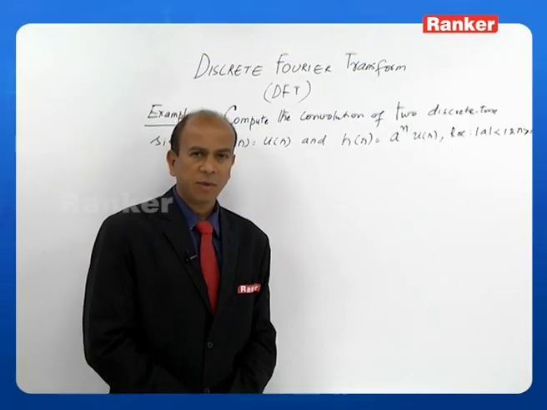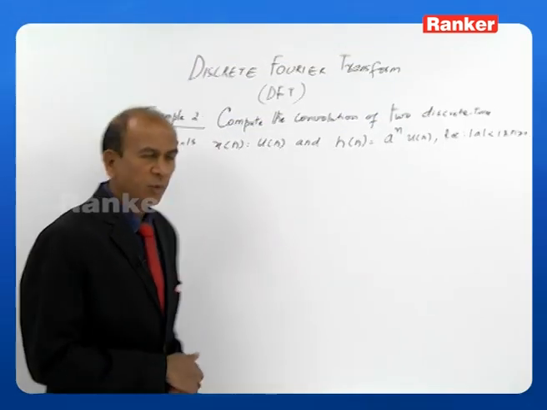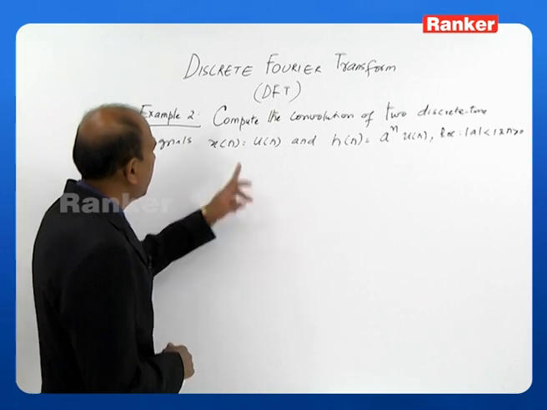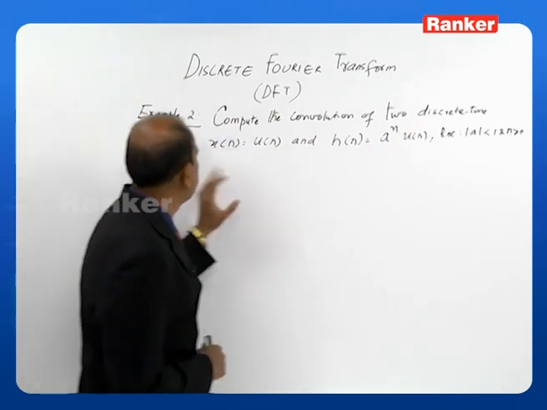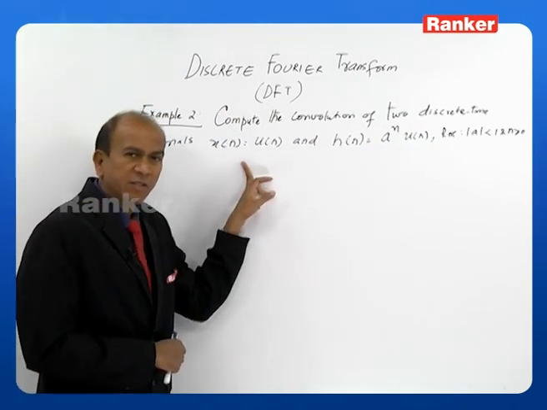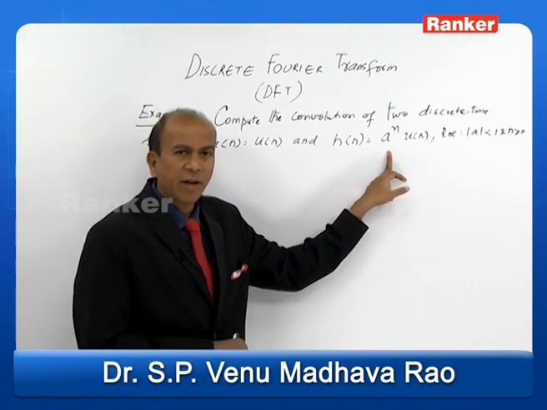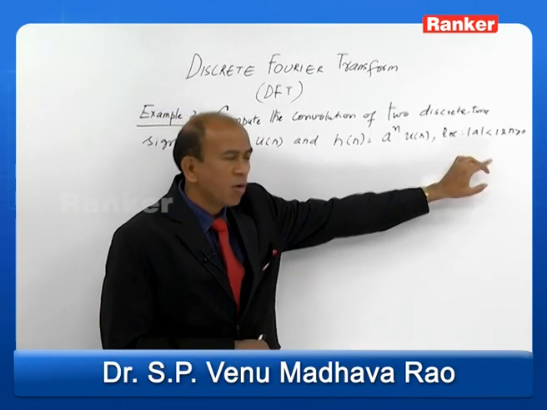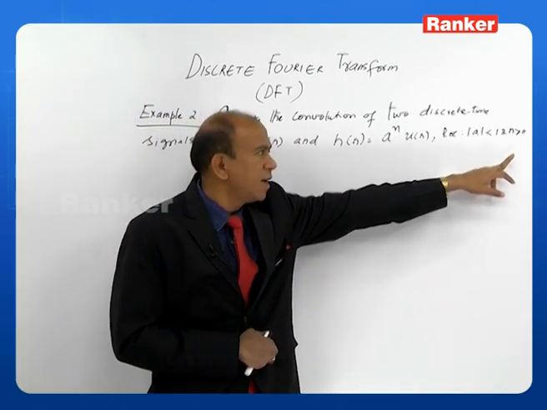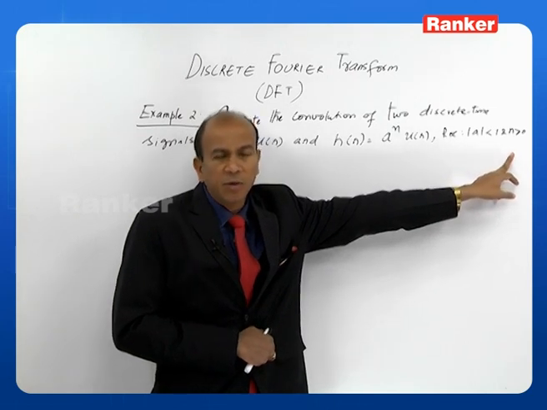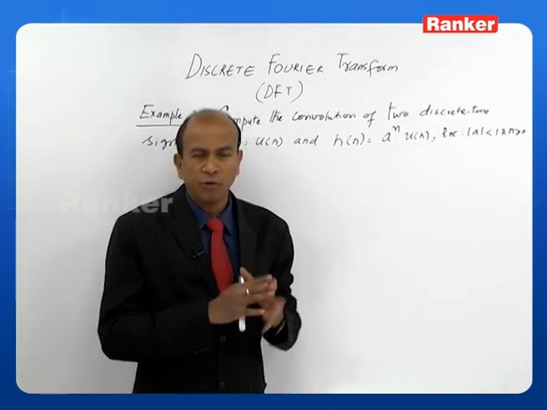Let's start with example 2. Example 2 is like this. Now we have to calculate the convolution of two discrete signals given x of n is equal to u of n and h of n is equal to a to the power n u of n. The ROC is also given, where mod a is less than 1, and n is greater than or equal to 0. Now we have to do convolution.